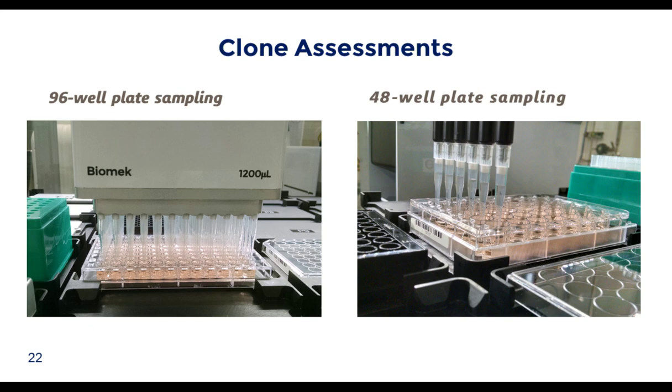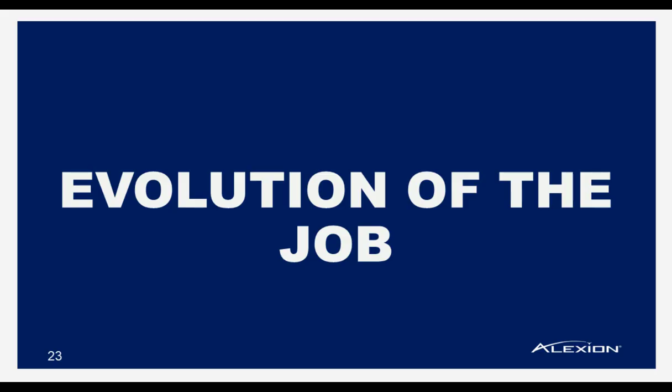Recall my earlier statement in the objective: finding better clones faster. A liquid handling platform would not find this as inconvenient as a human sampler. I've described how a manual cell line development workflow can change when automation is implemented. Now let's look at how the job itself of cell line development might change.